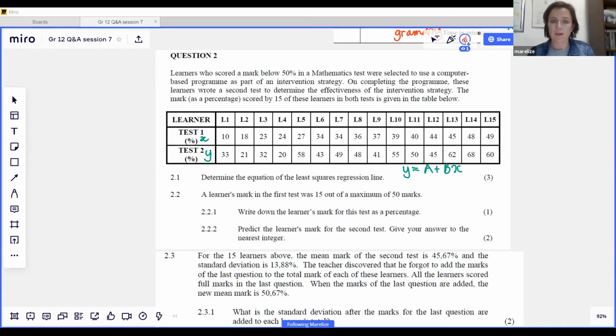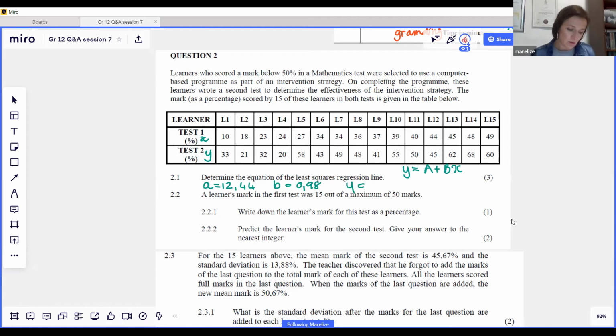B is 0.98. So A, I get is 12.44. B is 0.98. You can round to 2 decimal places, but it didn't ask for A and B. It asked for the equation of the regression line. So like I've said in previous sessions, make sure that you always answer the question. Give them what they want.